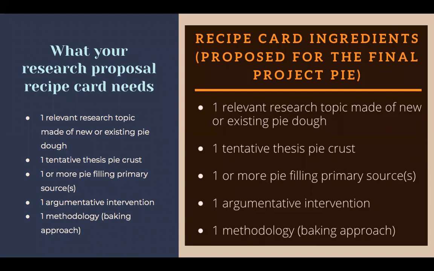So are you going to work off of a research topic that you've already started thinking about based on an assignment you've already turned in? Or do you want to work with an entirely new research topic? Either is fine. You just need to get a sense for what you'd like to do. You'll need 1 tentative thesis pie crust. So you'll need to provide a thesis statement in the course of your research proposal in order for your peers and myself to take a look at it and give you some feedback as to the sturdiness or effectiveness of your pie crust.